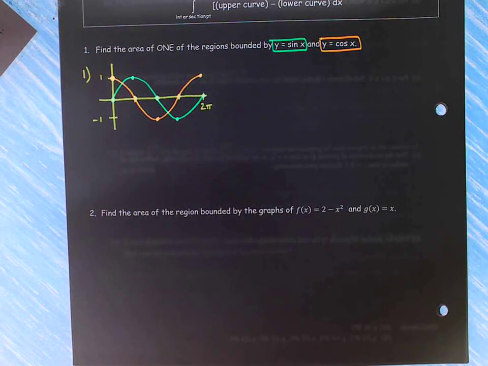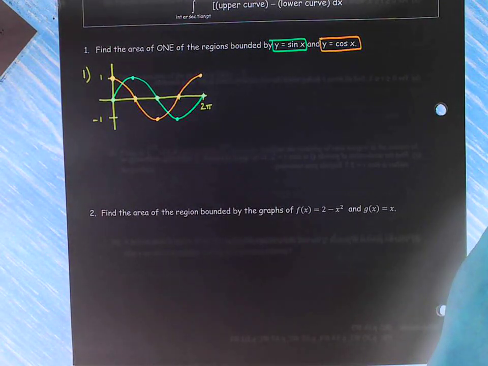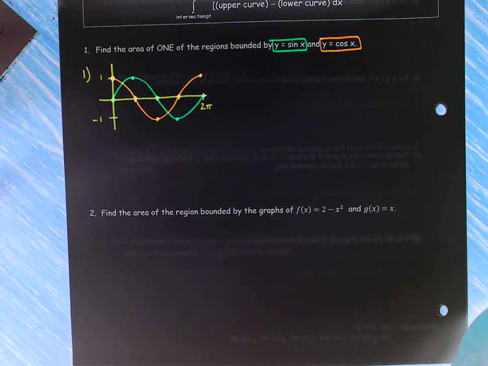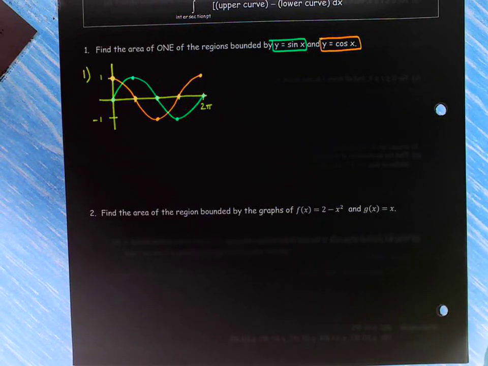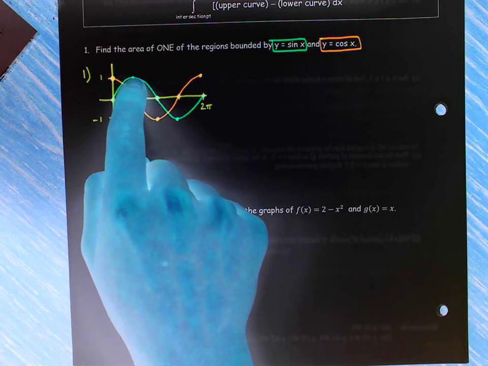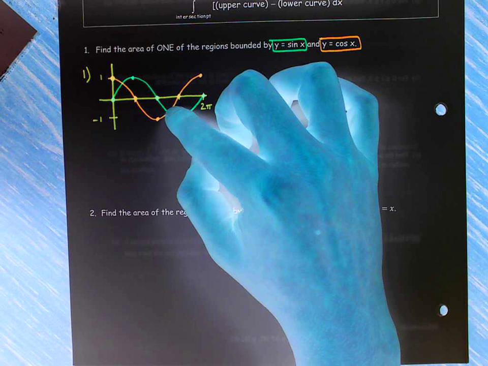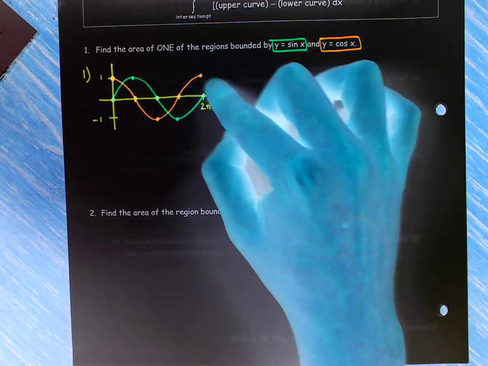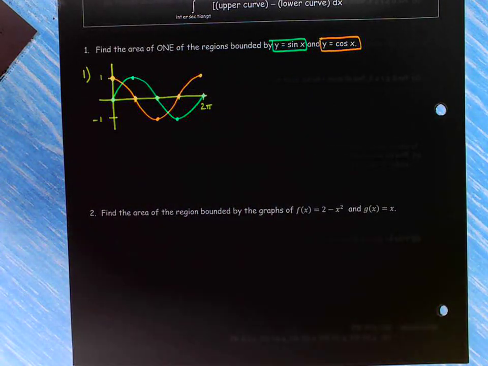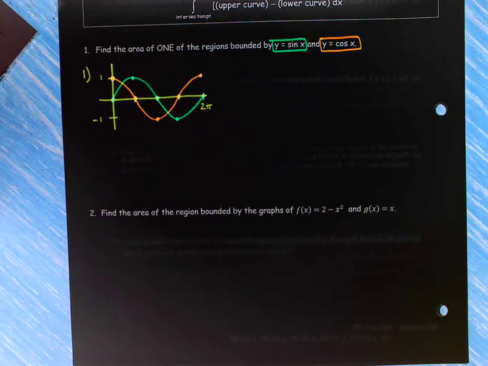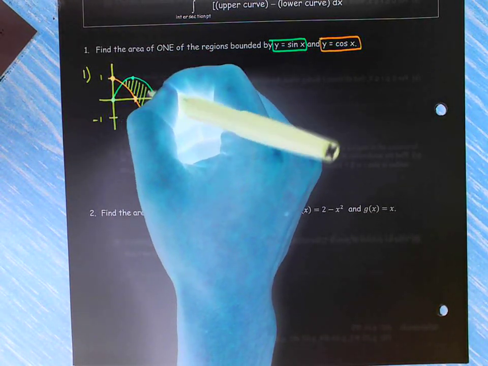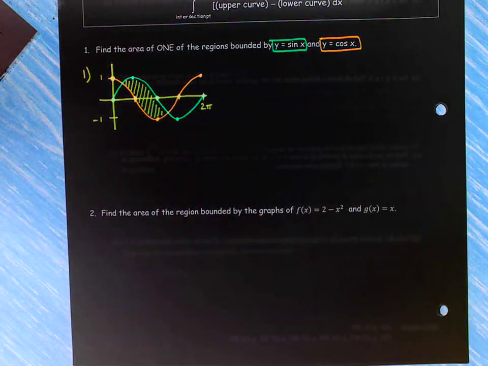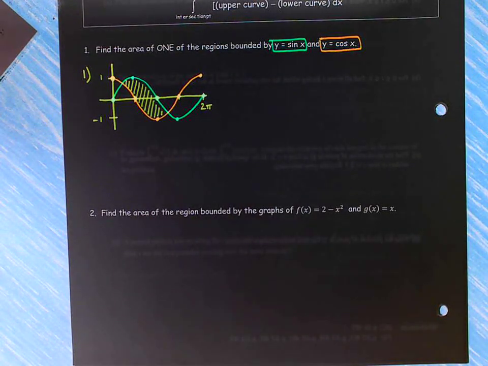So step 1 is to draw a picture, which is what we've just done. Step 2 is to find our bounds. Now it told us to find the area of one of the regions bounded by sine of x and cosine of x. If I were to keep graphing this, I would keep getting these sections that look like this. You can see another one repeated here, just inverted a bit, and we'll keep getting those sections over and over again. But they just asked us to find the area of one of the regions. So we're going to try to find this area that I'm shading in right now. That's our goal.